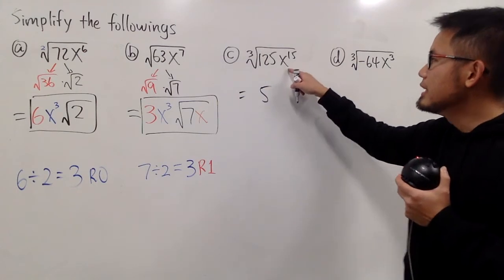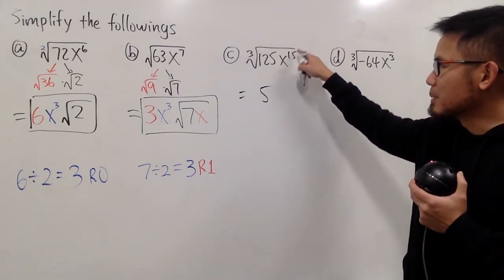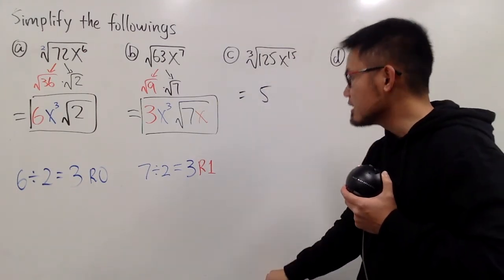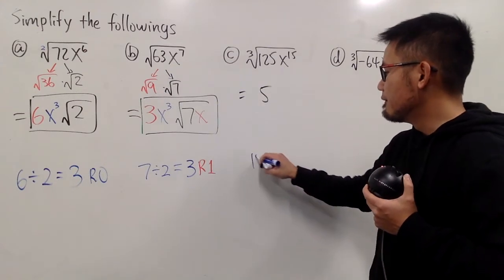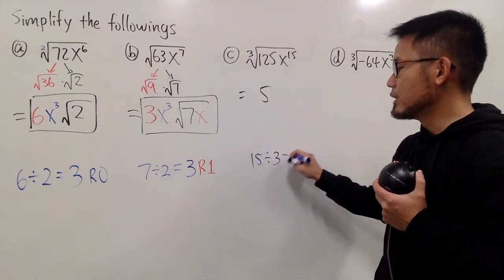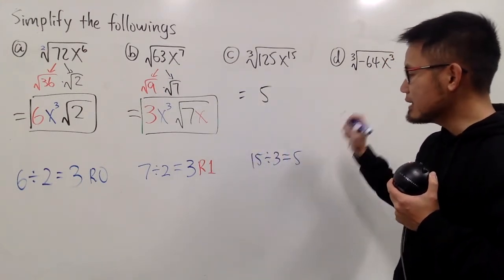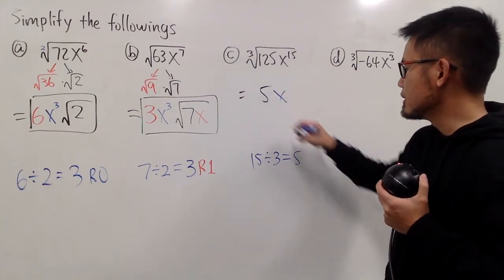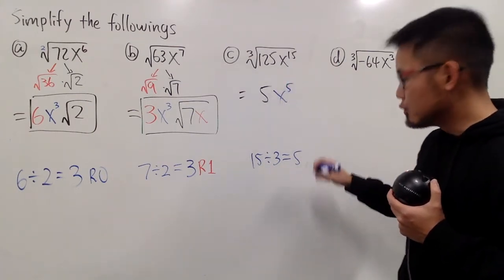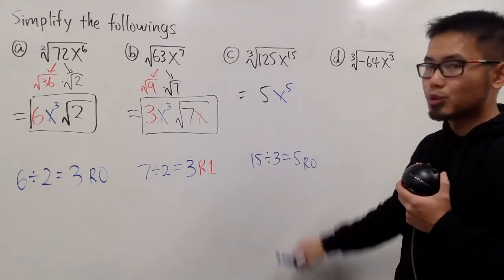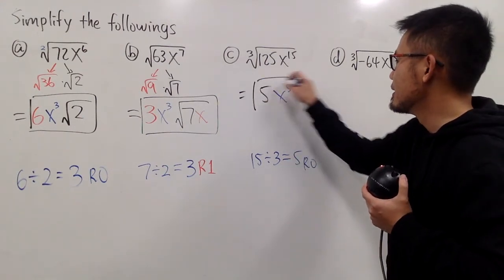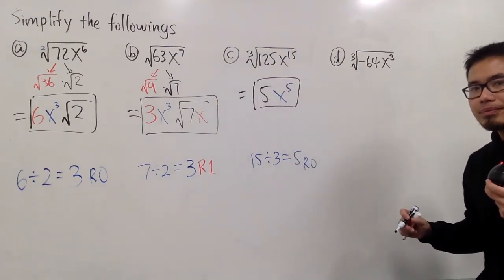And now, the power right here is x to the 15th power. We will have to do 15 divided by 3 this time. 15 divided by 3, we get what? We get 5, right? And we will have x to the 5th power on the outside. The remainder is equal to 0, so there's no more radical, okay? So this is it: 5x to the 5th power.